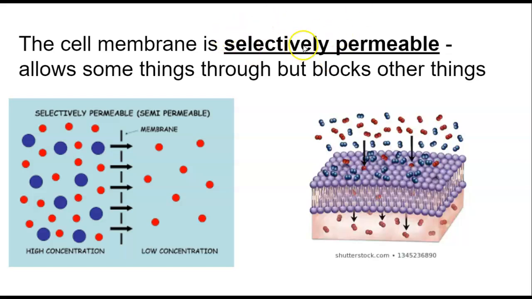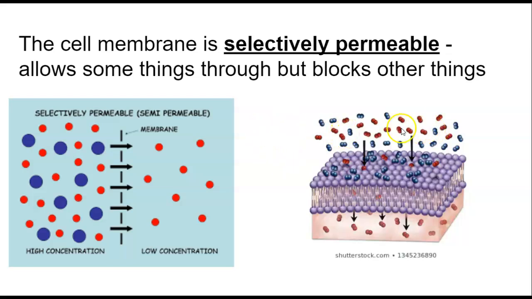But it selects which molecules go through. So only some things can go through, other things can't. I want you to write this down as well. Remember, in all of our labs, we've shown that starch is a really big molecule. So starch maybe is like these blue molecules, and it's too big to go across the cell membrane. So this might be a molecule that doesn't make it across. We know water is really, really small, so water can go across the cell membrane really easily. Remember we said it goes from high to low.